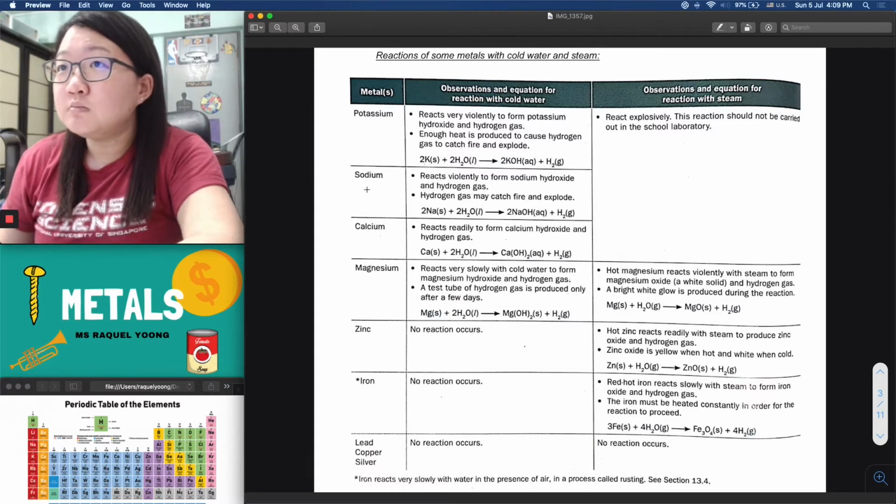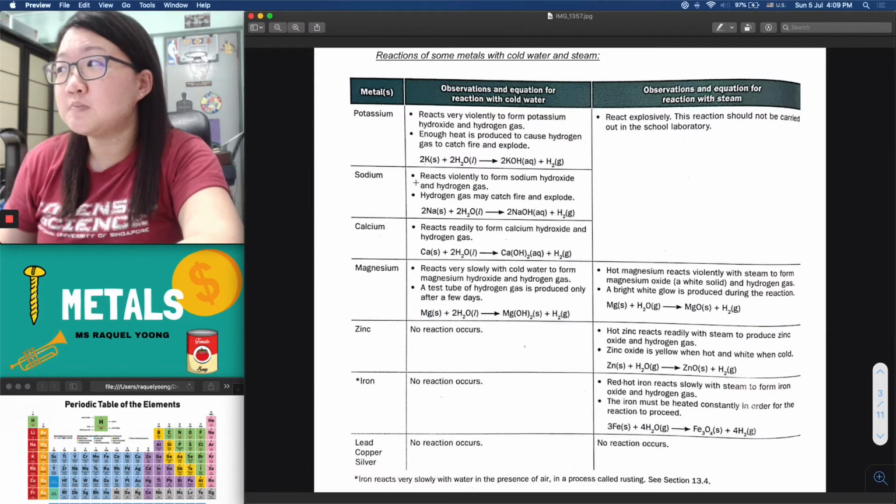Next, we look at sodium. So sodium is further down the reactivity series, so we would also therefore expect it to not be as reactive as potassium. And true enough, when placed in cold water, sodium reacts violently to form sodium hydroxide and hydrogen gas. And so on and so forth.